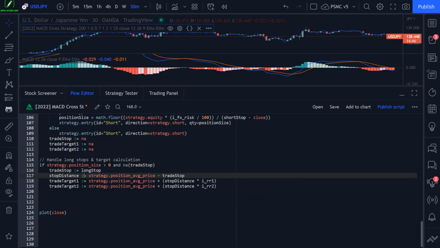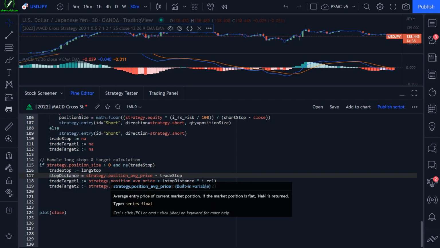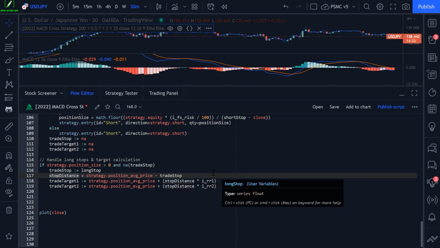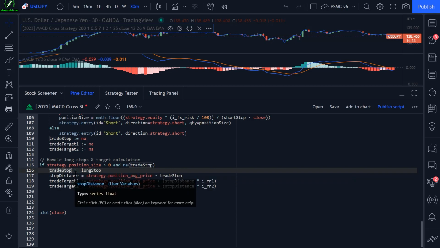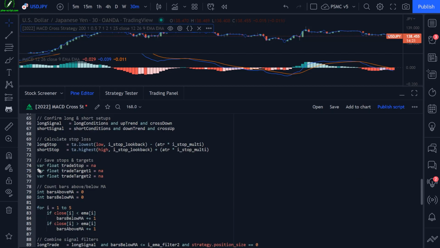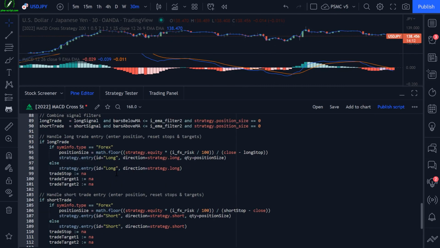Now stop loss distance I removed as a persistent variable, so now it's only existing within the scope of this if statement. So we cannot access stop distance outside of this if statement, but that's okay because we don't need to. All we use stop distance for is to calculate our risk reward profile. So what we're doing here is we're saving our stop loss price into trade stop, this VAR variable. Now VAR variables do not reset on each bar, so this will persist across all the bars on our chart until it gets reset to NA.